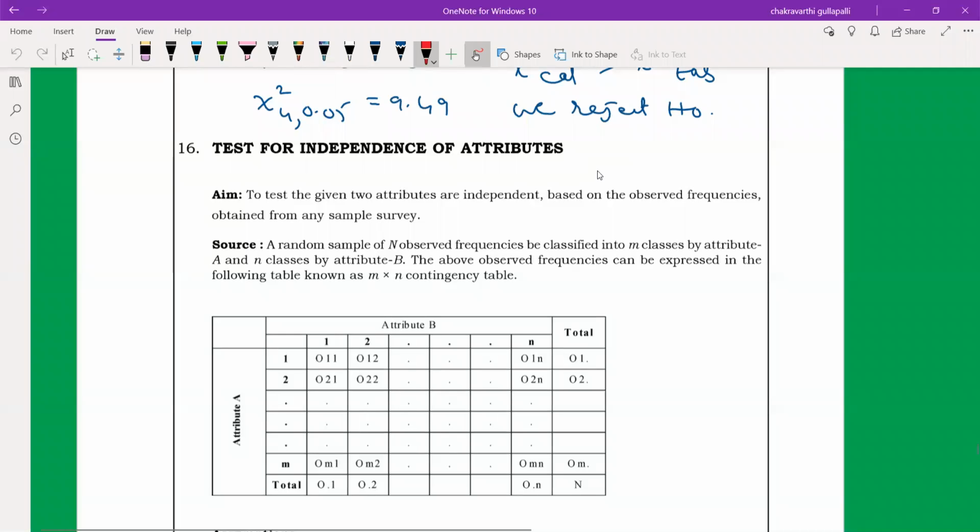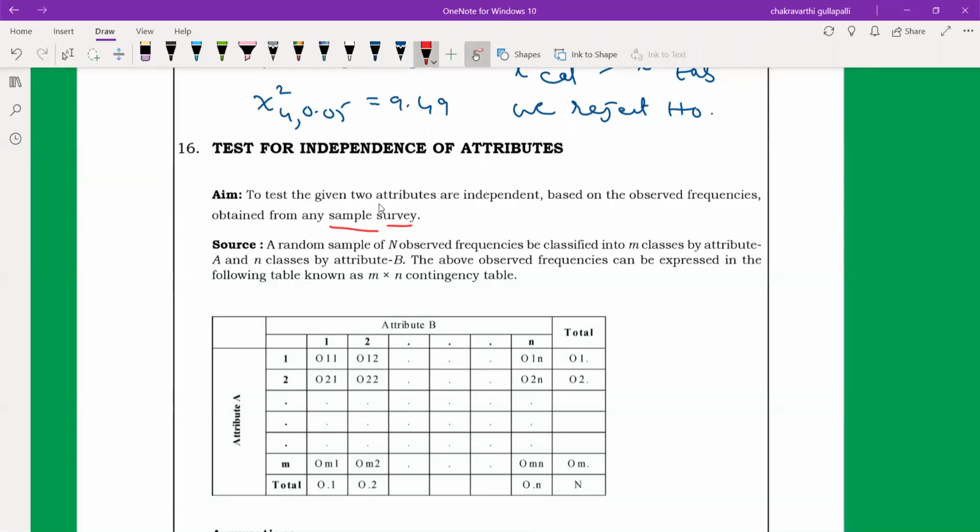Attributes means qualitative characteristics. Is there any dependency or independency of the two attributes here? Honesty, beauty. Are both independent or not? To check this, use the chi-square test statistic formula. What is the aim of this test? To test whether the given two attributes are independent, based on the observed frequencies obtained from any sample survey.